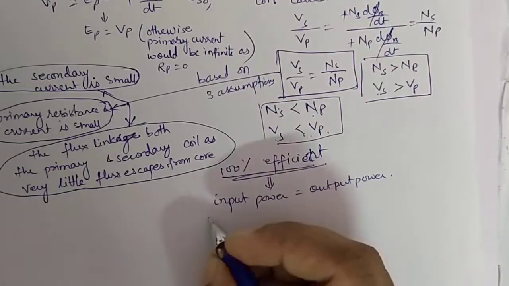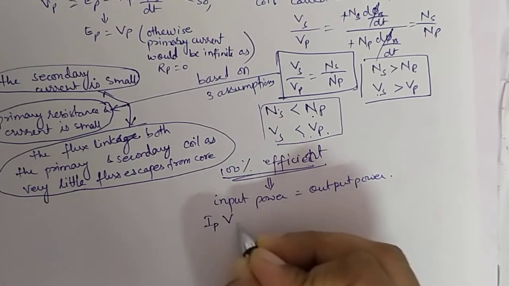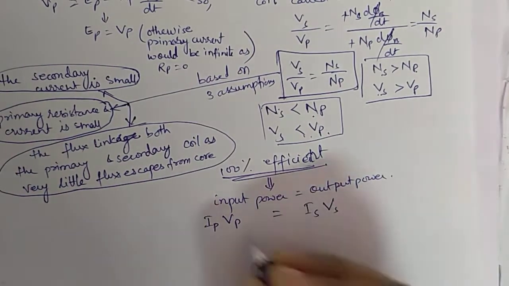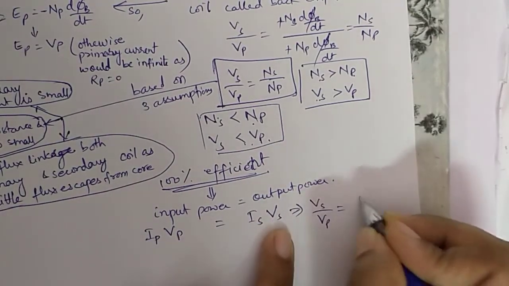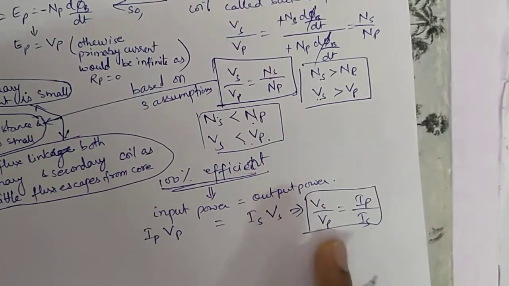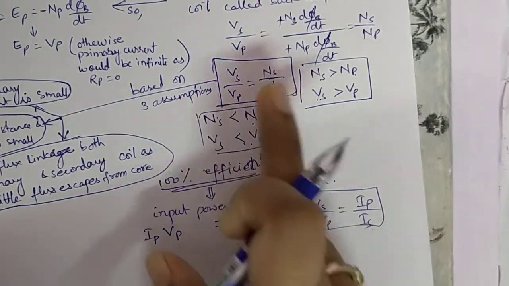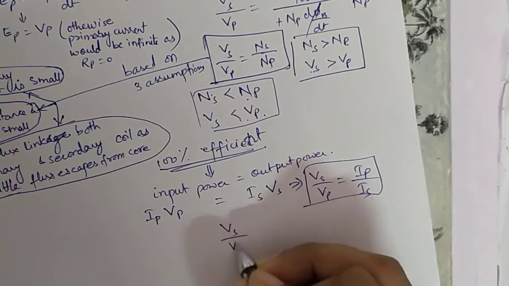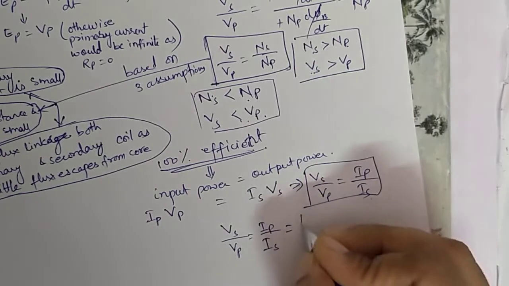Okay, but power is voltage into current, so our input current is Ip and input voltage is Vp, and output current is Is and output voltage is Vs. Now from here, this implies Vs by Vp is equal to Ip by Is. So you see here we are getting this. This is only in case of 100% efficiency. So if I use this expression and this expression, what I'll get is Vs by Vp is equal to Ip by Is, and Vs by Vp is Ns by Np.